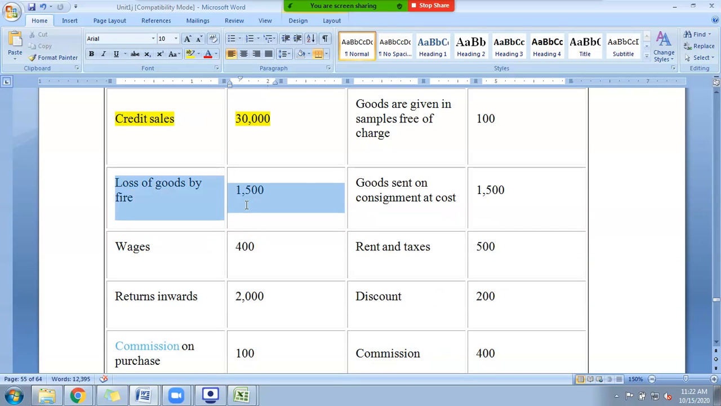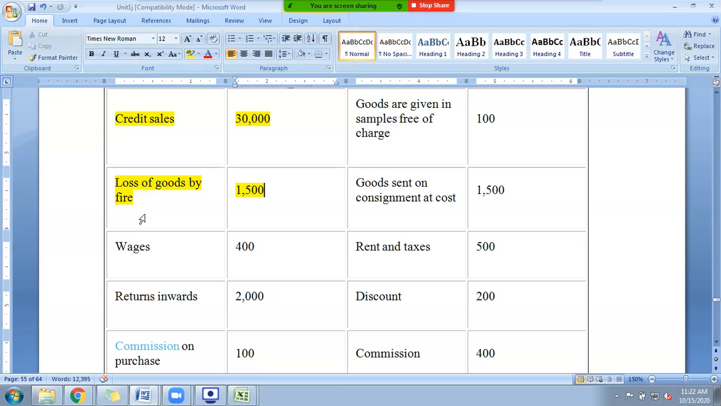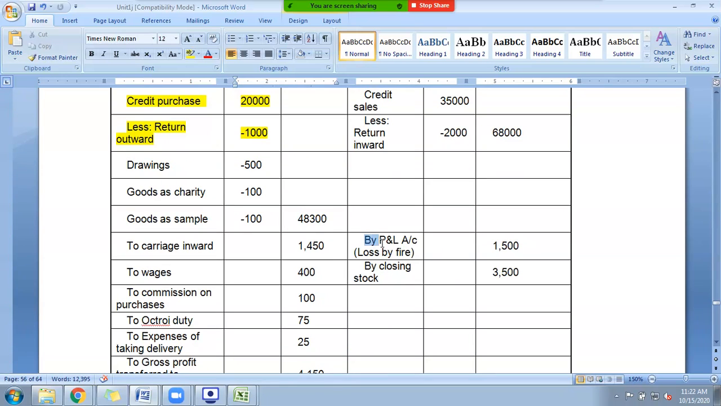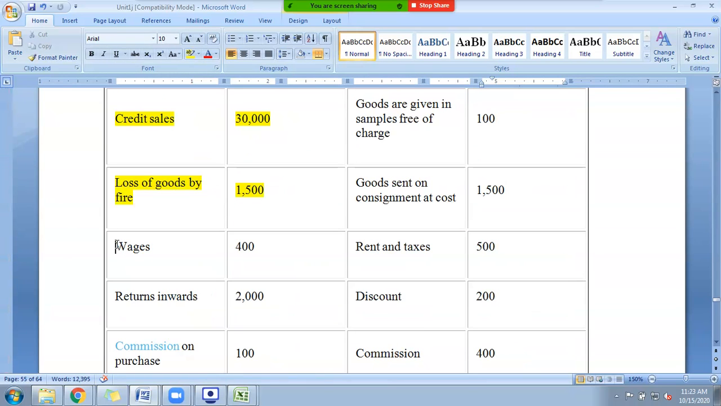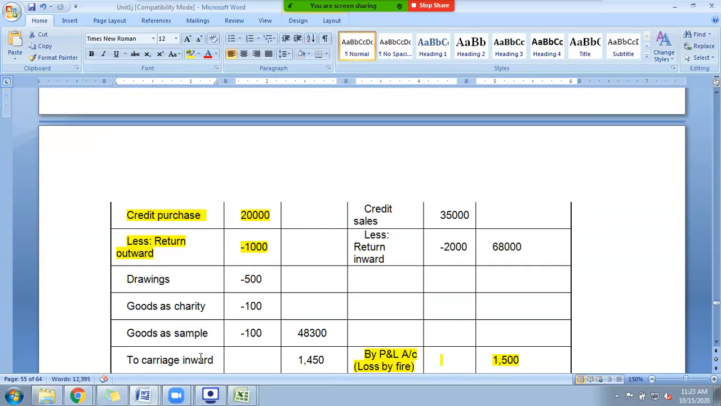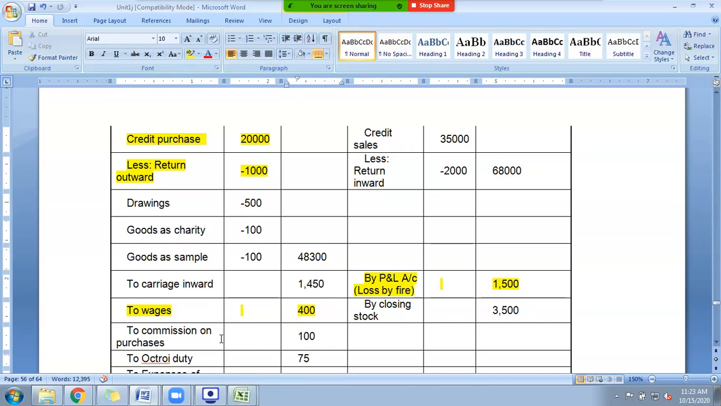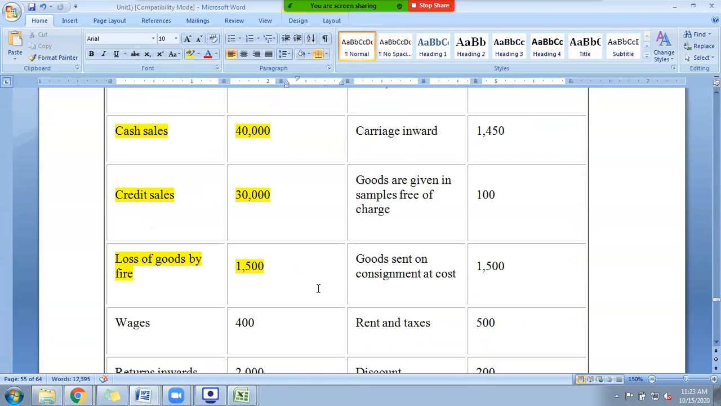Next entry, loss of goods by 5,500. So this entry usually will not come, but in rare cases there may be an entry like this. So this loss we need to transfer to the P&L account. So we put by P&L account 1,500. Let it be. Wages 400 rupees. Correct. Wages 400 rupees. And move on.